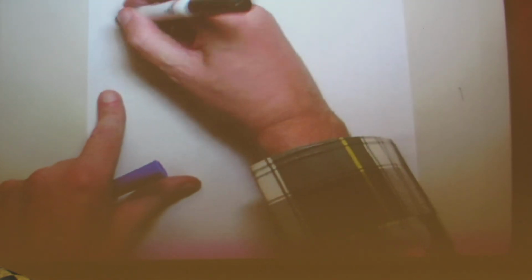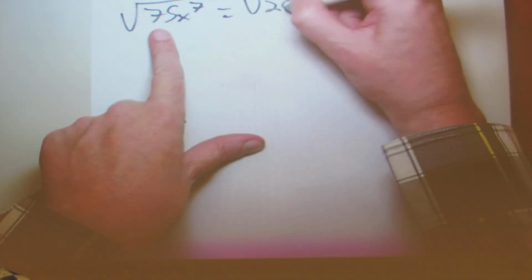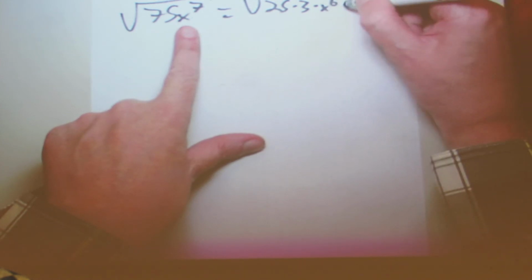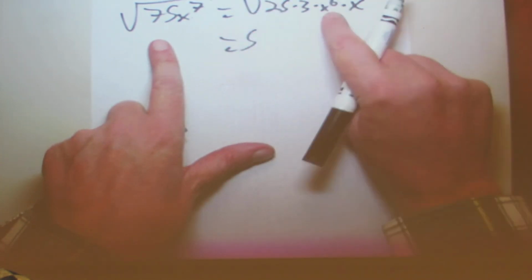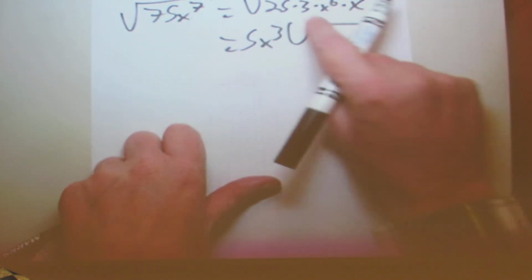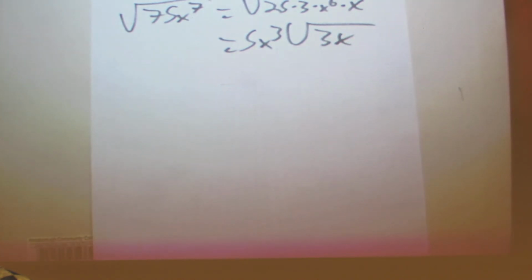Then, let's say we have square root of 75 x to the 7th. So 25 will go into this. So we can break this to be 25 times 3 times x to the 6 times x. Square root of 25 is 5. Square root of x to the 6 is x to the 3. We're left with the 3 and the x inside the square root.